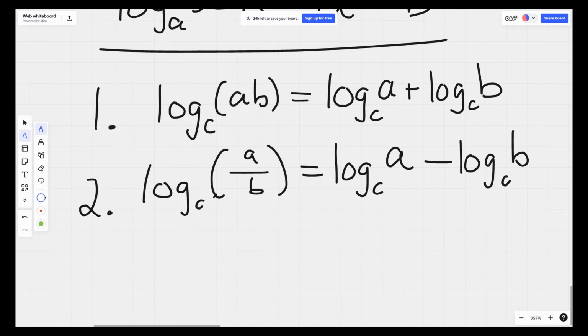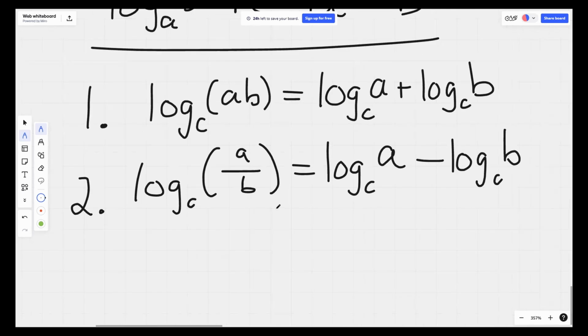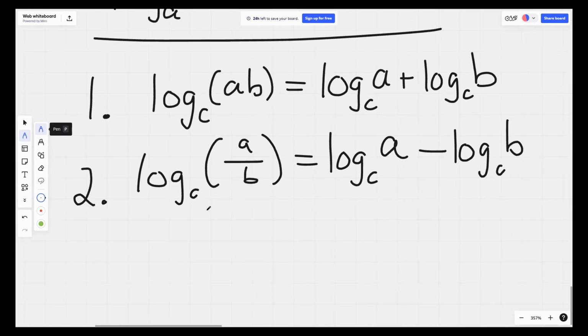Number two, the second property. Okay. So log base c of a divided by b equals log base c of a minus log base c of b. It's right here. And it is pretty hard to remember, so I'd recommend writing these down or taking a screenshot so you can always have them handy. With enough practice, you'll be able to have them memorized in the future.